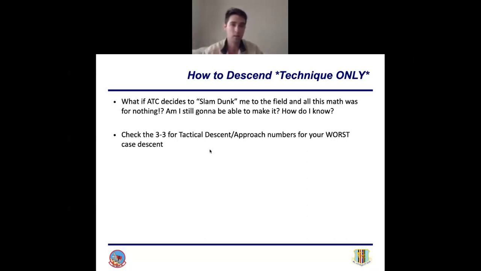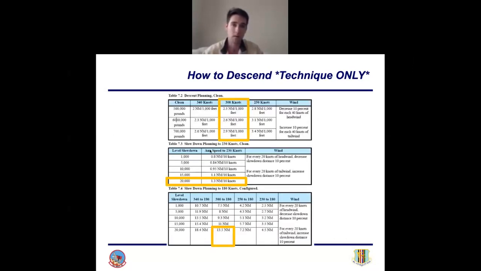I'd like to do a little 3-3 tactical descent approach math for my worst case descent, so that in the back of my head I know, as I'm getting closer and closer, am I still going to be able to make it, or am I going to need extra space or something to get me down in time? And this is straight out of the 3-3.